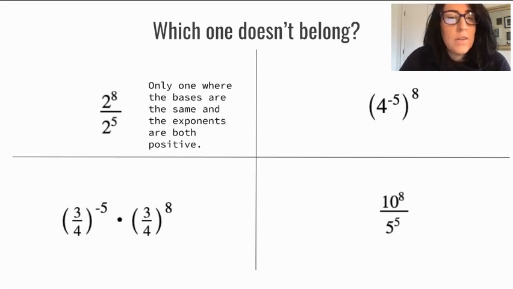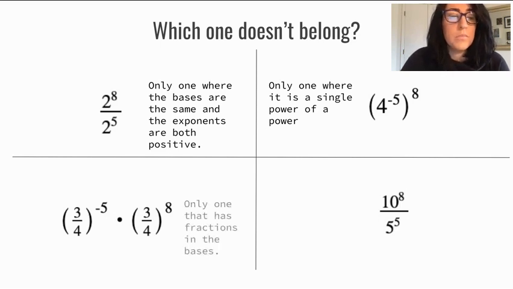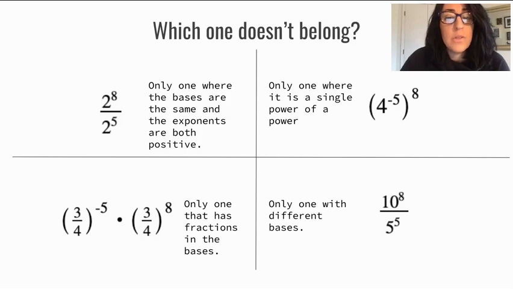This one you could have said was the only one where the bases are the same and the exponents are both positive. You could have said this didn't belong because it's the only one that is a single power of a power. This one you might have said is the only one that has fractions in the bases. And this one you might have said was the only one with different bases. Now, maybe you had different reasons, and that's fine too, but we are going to continue exploring exponents with rational bases.